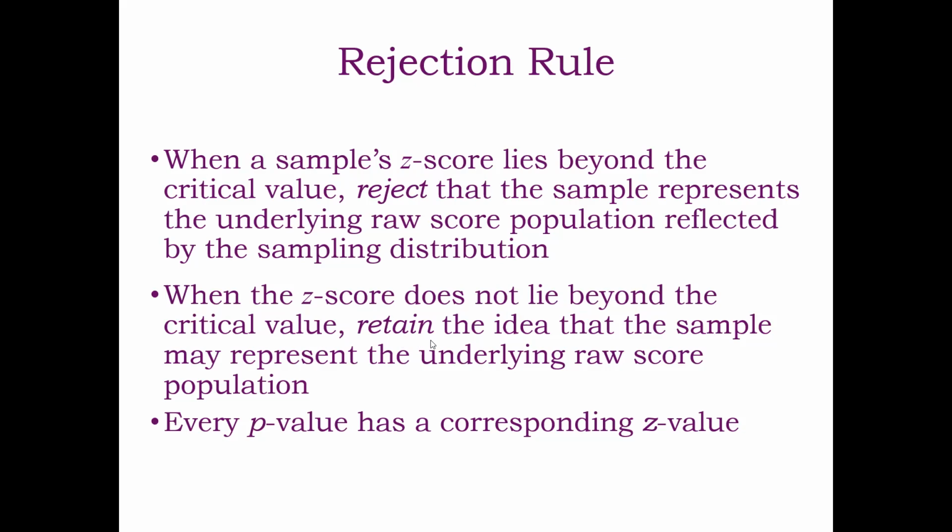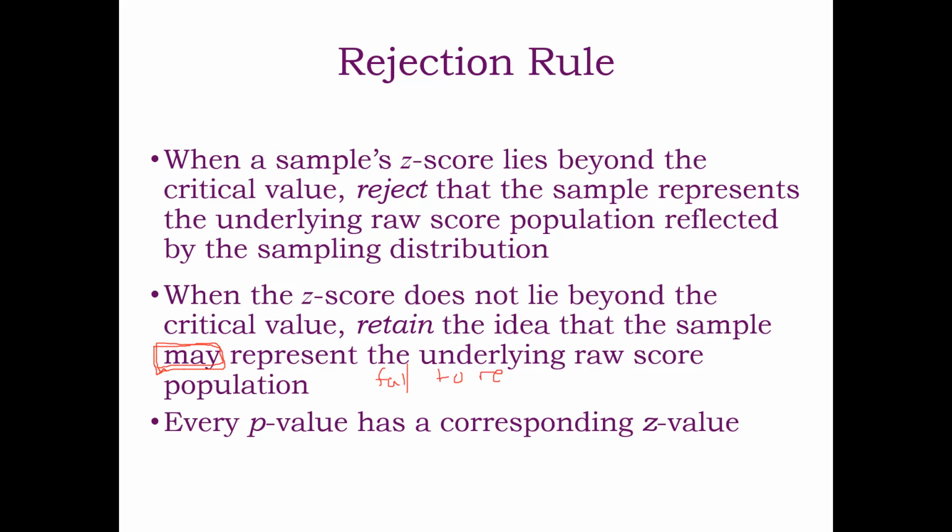Now, you'll notice if you read the textbook that they talk about retaining the idea that the sample may represent the underlying raw score population. So the key word here is may. We cannot accept the null hypothesis. Null hypothesis significance testing does not provide evidence the null hypothesis is true. If you want to do that, you have to redesign your experiment or use Bayesian statistics. So I prefer to say fail to reject the null hypothesis. Fail to reject.